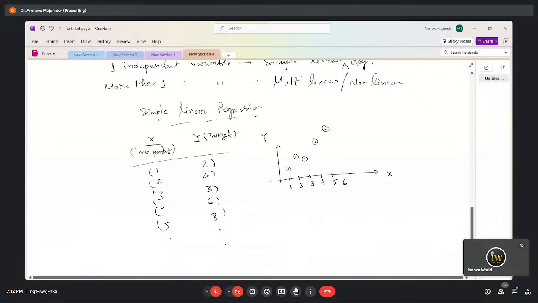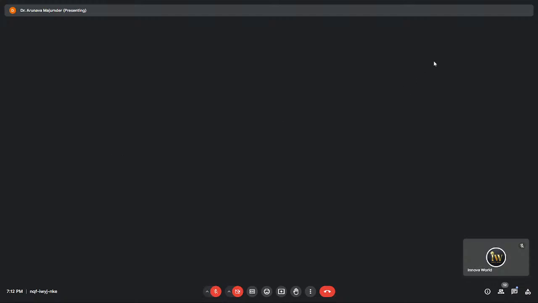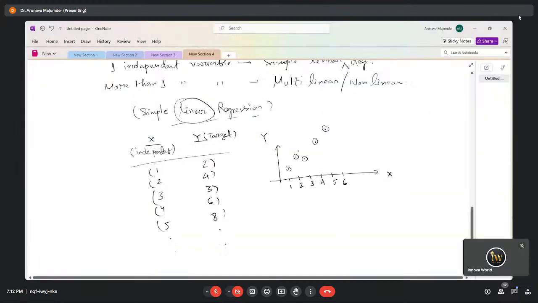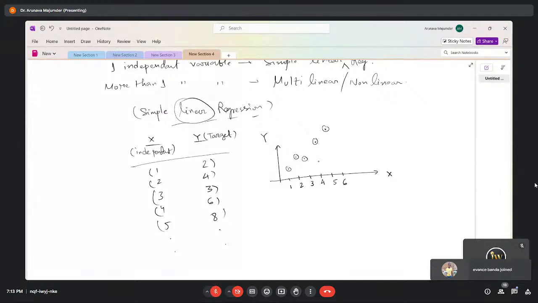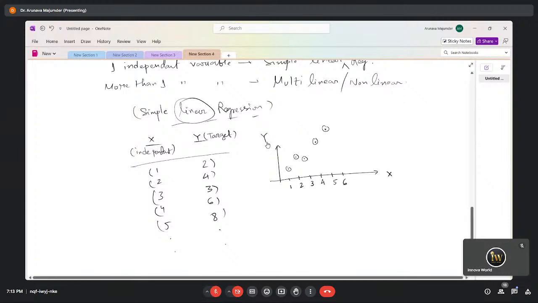Now we are targeting simple linear regression. These are the points you can see, and we need to draw a line. Since it is linear regression, linear means a straight line, so we need to draw a best fit straight line. Best fit means it is not necessary that all the points must lie on the straight line. There should be a balance between the number of points on the upper side and lower side of the straight line.